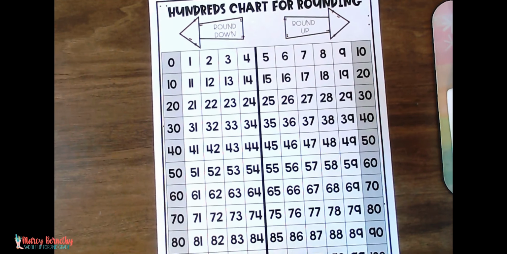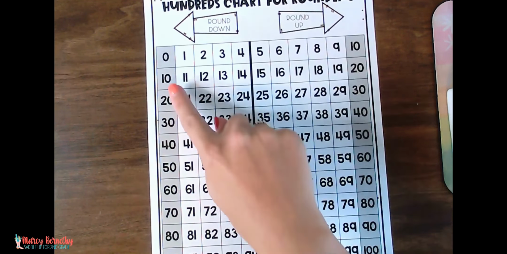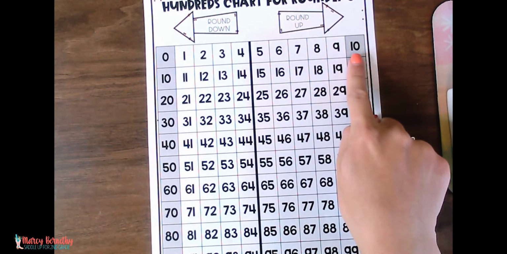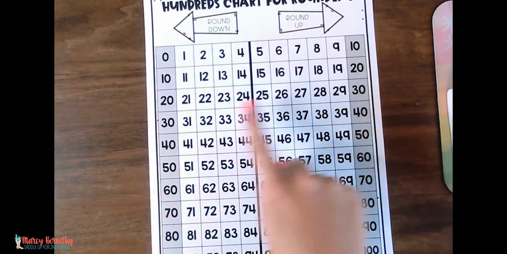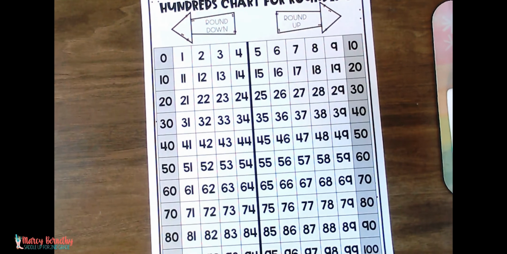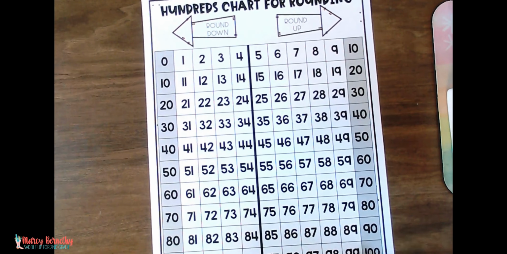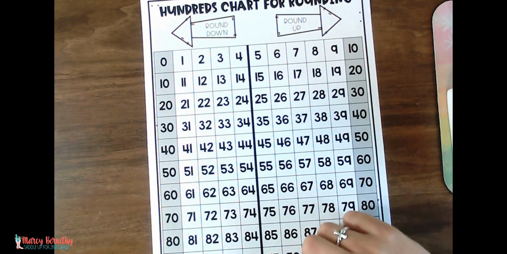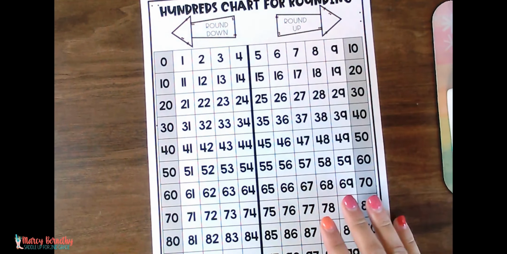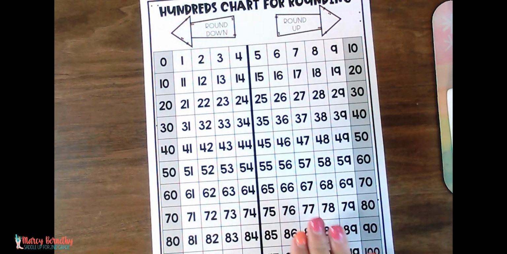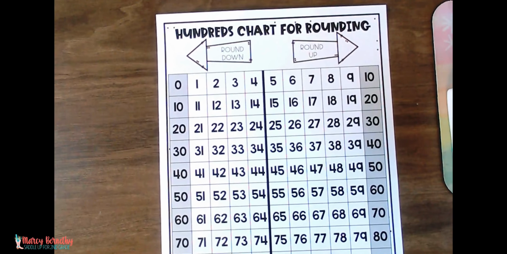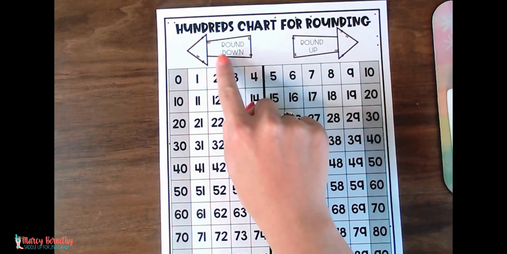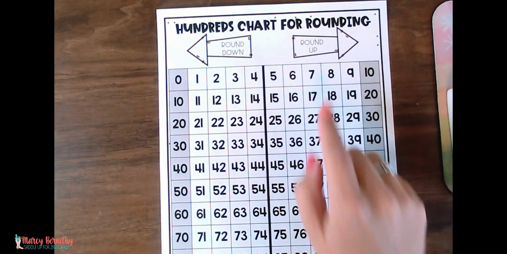The first thing you might notice is that the numbers that are a 10, there are 2 of them. So you can see here, there's 2 10s, there's 2 20s, 2 30s, and so forth. Then in the middle, dividing the hundreds chart, there is a thicker black line, and I'll show you the purpose for that here in just a second. Up here across the top, I have added 2 arrows, one that says round down and the other says round up.